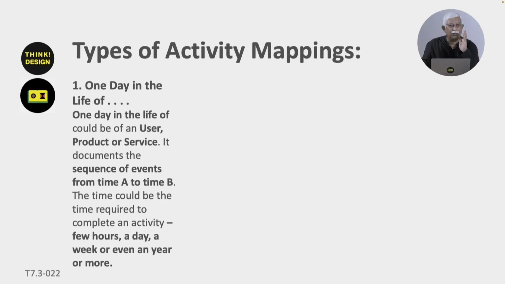So, let us look at one day in the life of. It could be the user, it could be the product or the service. You document all the sequence of events from time A to time B. And when you look at it, at one glance you see the different activities the person or the product or the service has gone through. It could be a few hours, a day, a week or even a year or more. So, the time is kind of flexible.